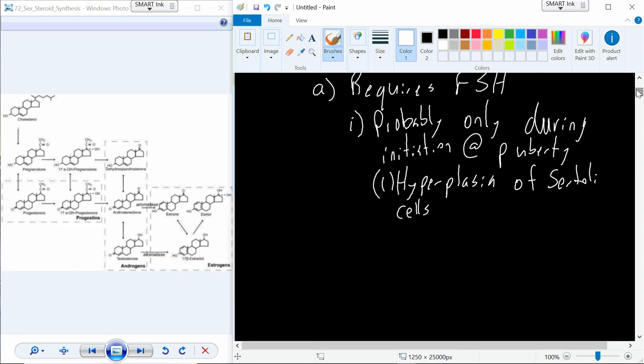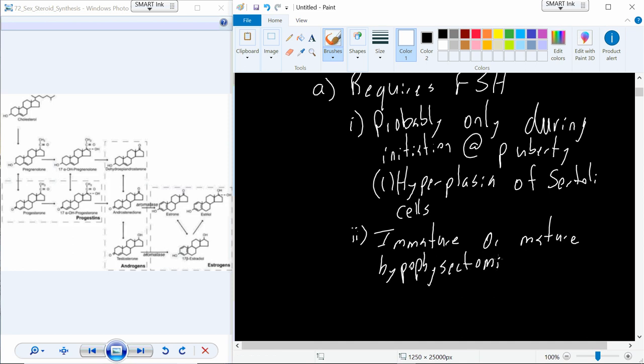And I want to take a look at some more experimental data here to support this assertion that FSH is at least, most likely, probably only required during initiation and induces this hyperplasia of Sertoli cells. So if we look at two different types of rats, either immature or mature rats that have been hypophysectomized. Okay, so basically we have rats that have not undergone maturation to puberty, or rats that have undergone maturation through puberty, and then they've been hypophysectomized.